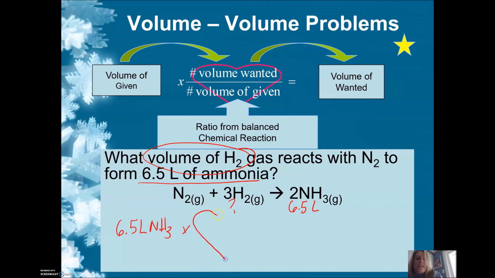If we go right to the heart, then NH3 goes on the bottom. We're trying to find H2. That's my question mark, that goes on top. So we put the 3 on top and the 2 on the bottom. And so if we do 6.5 times 3 divided by 2, guess what you get? It's 9.75 liters of H2. So if you want to, do the whole process: divide by 22.4, then do the heart, then multiply by 22.4. But all you really got to do is just the heart. So let's do one more.